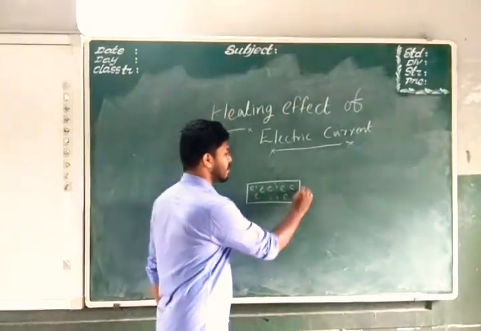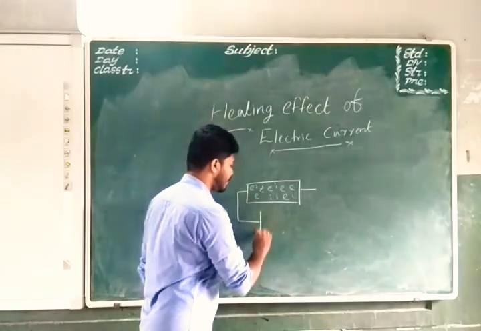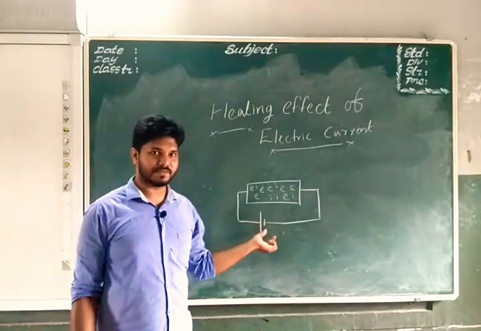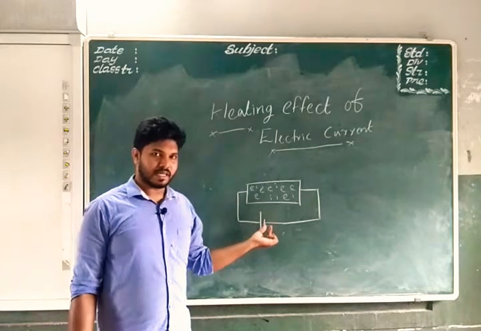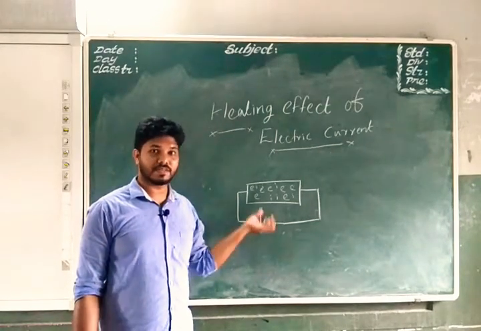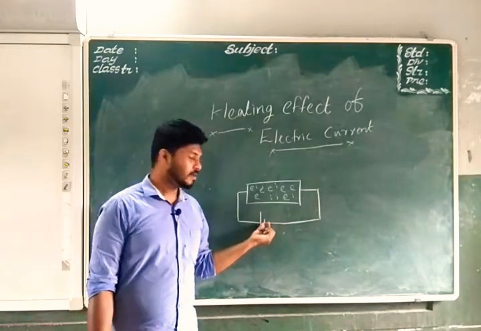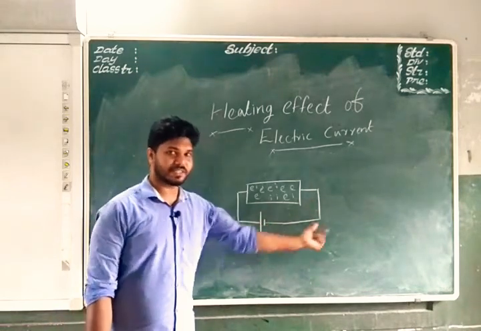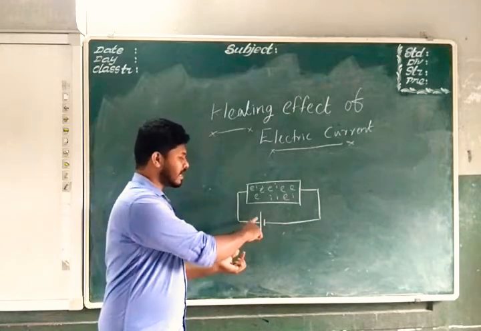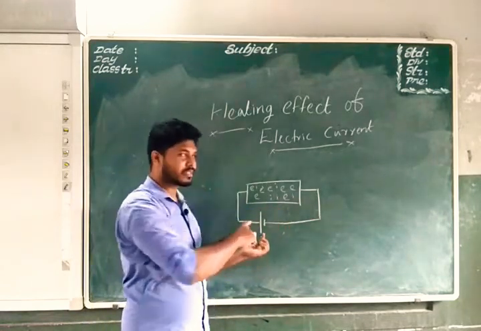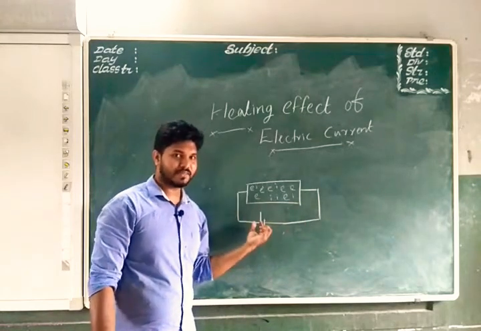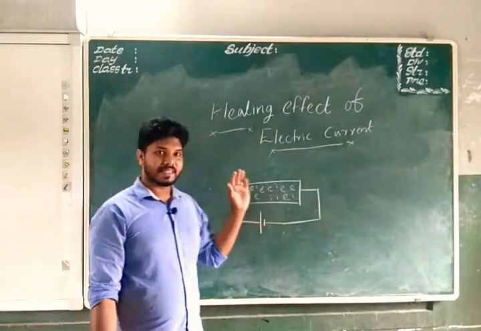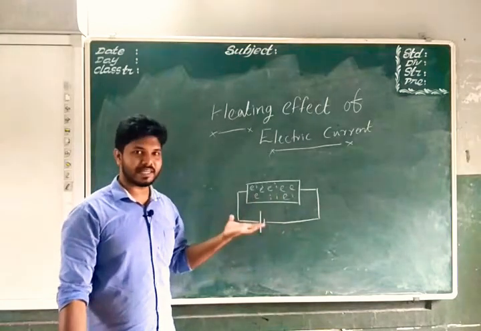What happens when we apply a potential difference across the conductor? That means we give a connection to a battery. The electrons, which are negatively charged particles, move from the negative end to the positive end, and as a result a current flows in the opposite direction. Electrons move from negative to positive and current moves from positive to negative. This we already discussed. That is what happens when we apply a potential difference across this conductor.